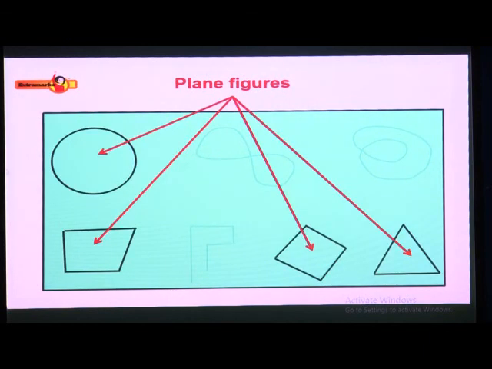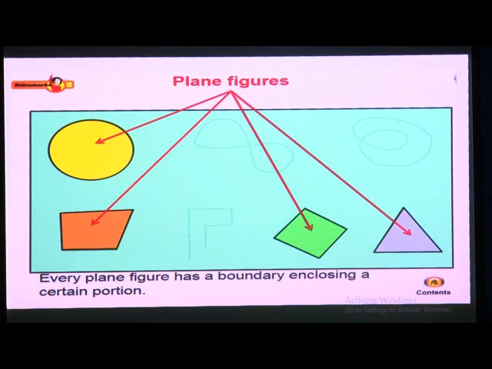Now you can see here, these are plane figures. Every plane figure has a boundary enclosing a certain portion.